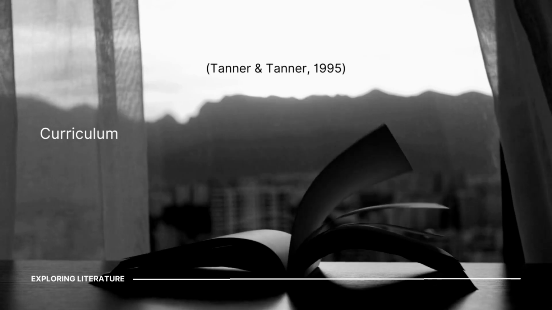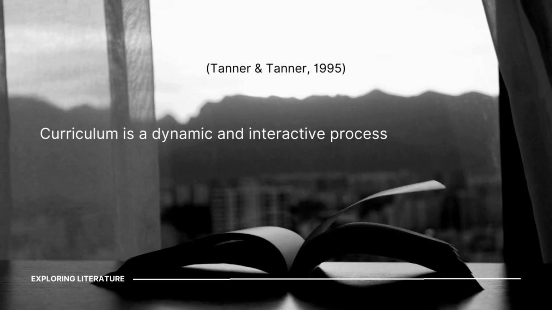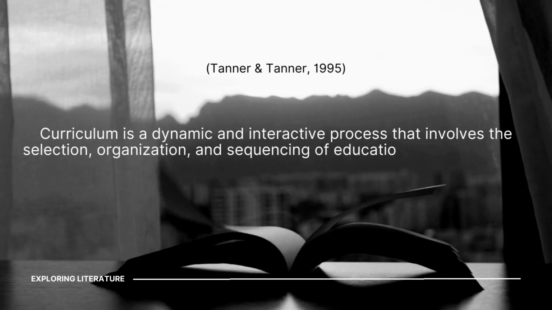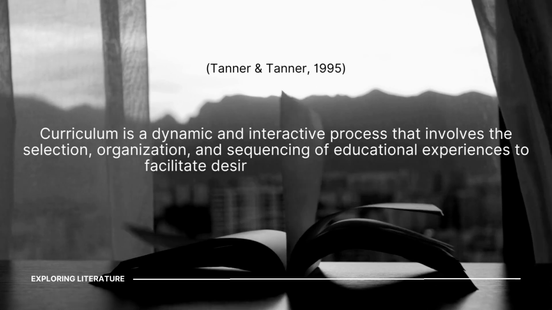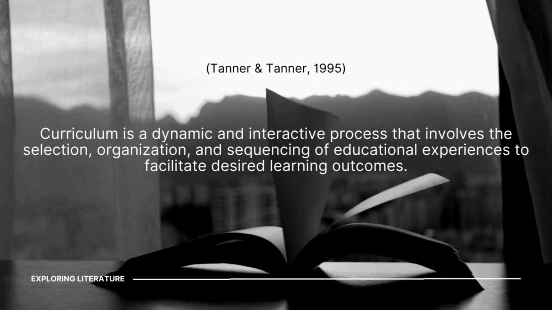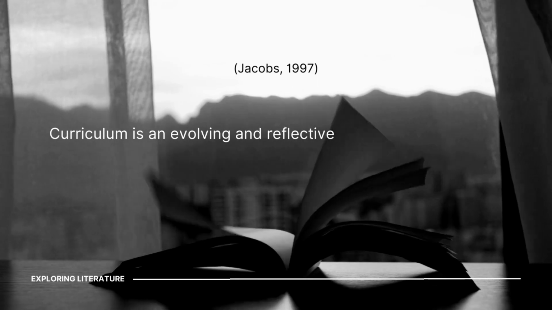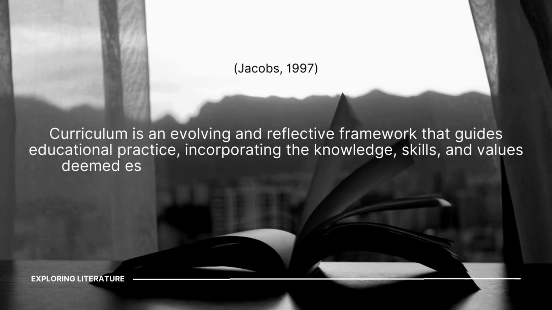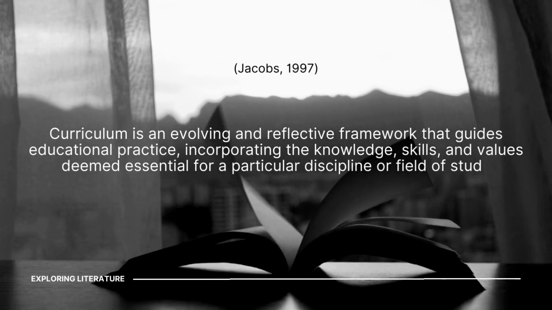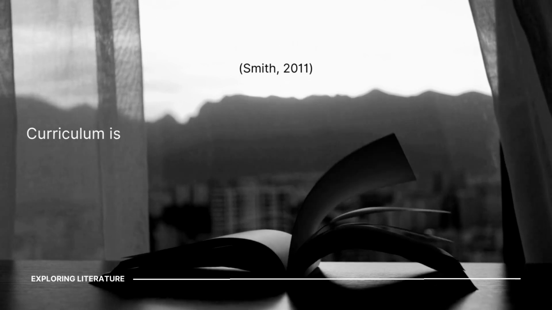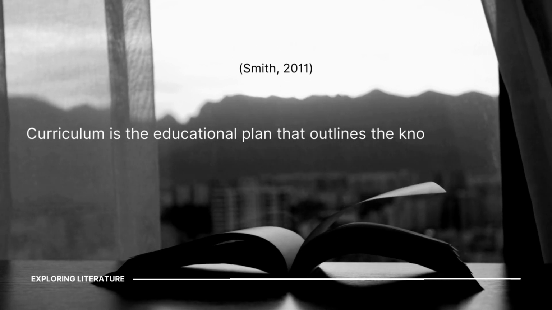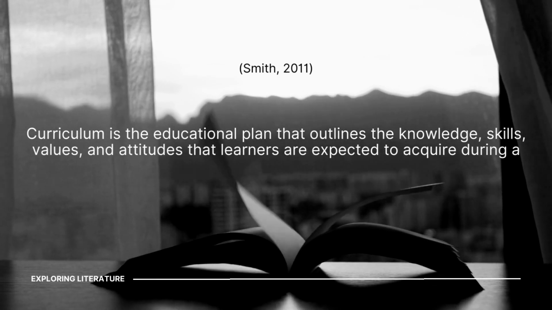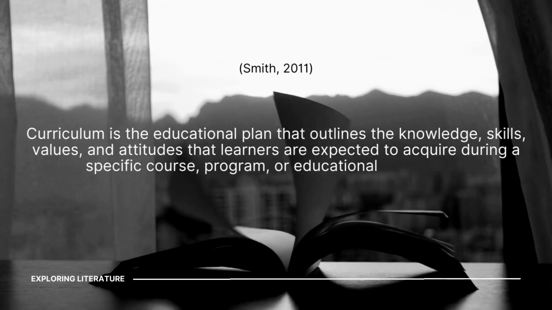In 1995, Tanner said curriculum is a dynamic and interactive process, which involves the selection, organization, and sequencing of educational experiences to facilitate desired learning outcomes, which is just a small step ahead. Further, in 1997, Jacobs said curriculum is an evolving and reflective framework which guides educational practice, incorporating the knowledge, skills, and values that are deemed essential. I would say the definition Smith provided in 2011 pretty much summed up the literature, stating that curriculum is the educational plan that outlines the knowledge, skills, values, and attitudes that learners are expected to acquire.